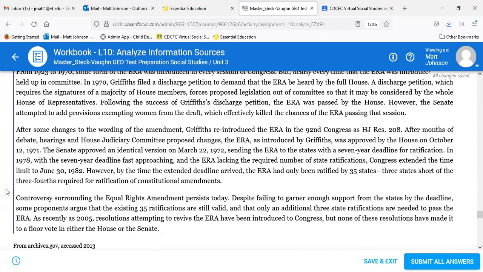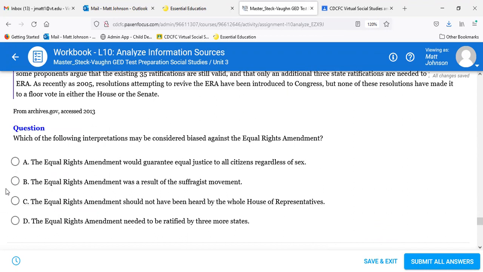Okay, so number 8, Christiana, could you read number 8 for us? Okay. It says which of the following interpretations may be considered biased against the Equal Rights Amendment? A. The Equal Rights Amendment would guarantee equal justice to all citizens regardless of sex. B. The Equal Rights Amendment was a result of the suffrage movement. Okay. C. The Equal Rights Amendment should not have been heard by the whole House of Representatives. D. The Equal Rights Amendment needs to be ratified by 3 more states.